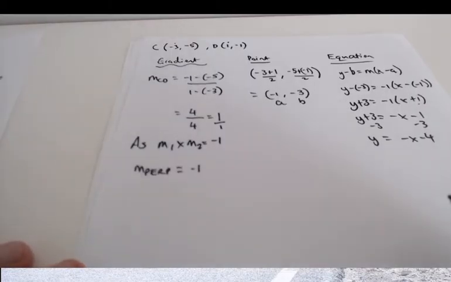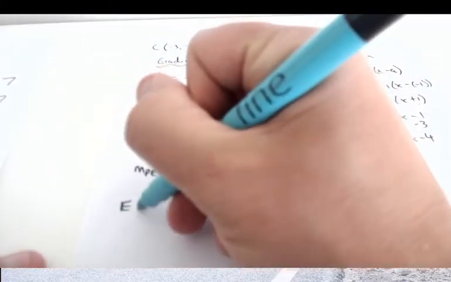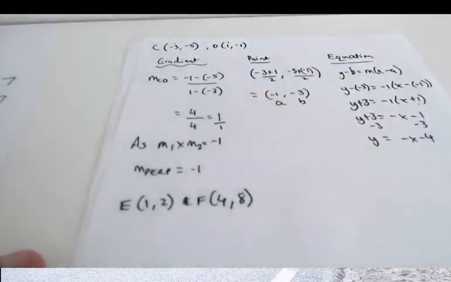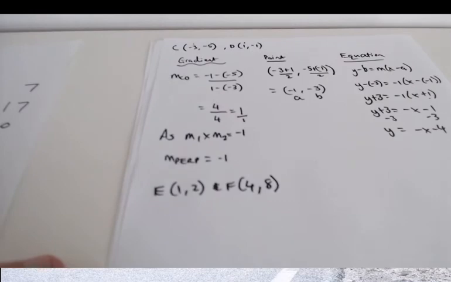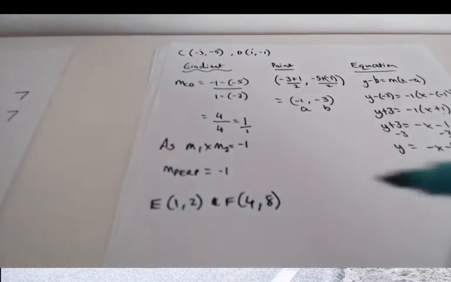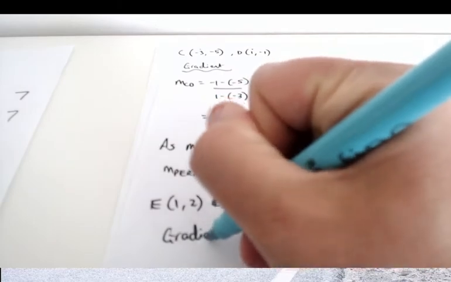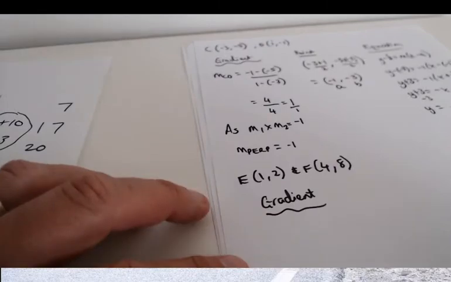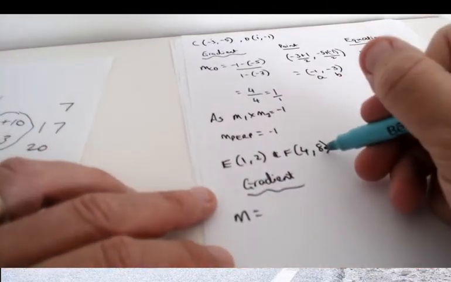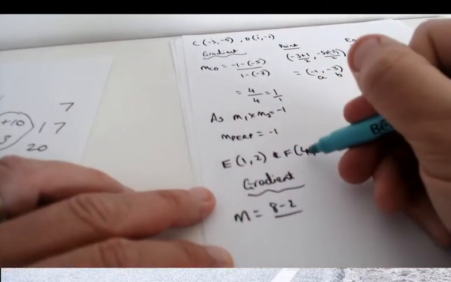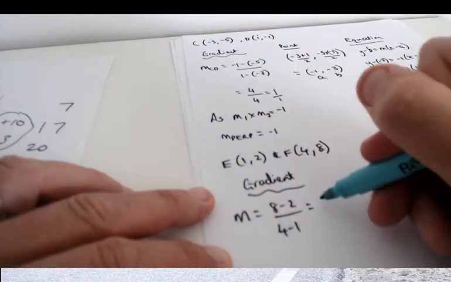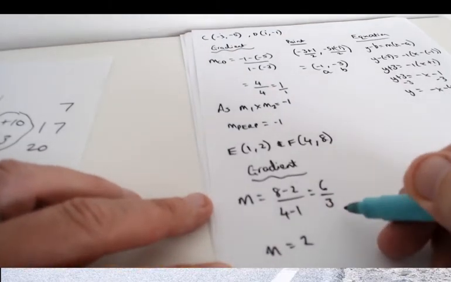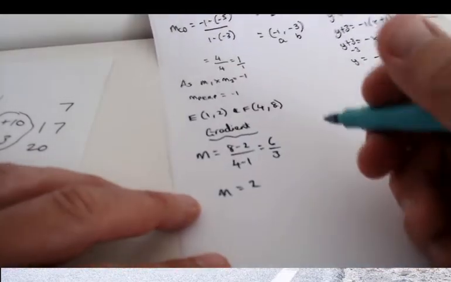This time we're going to go with the point E, which is 1, 2, and F, which is 4, 8. And again, I want the perpendicular bisector of that line. So first and foremost, we're going to go with the gradient. Okay, so for my gradient, just going to use my normal gradient formula. So that take away that over that take away that, which is going to give me 6 over 3. So my gradient works out to be 2. 6 divided by 3 makes 2. That's the gradient of the original line.